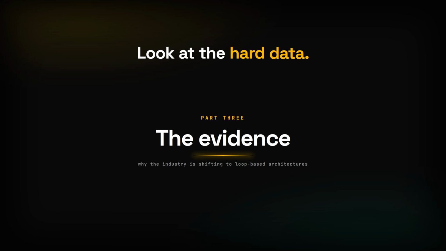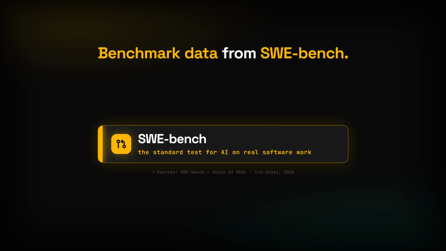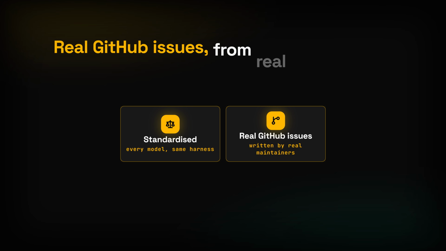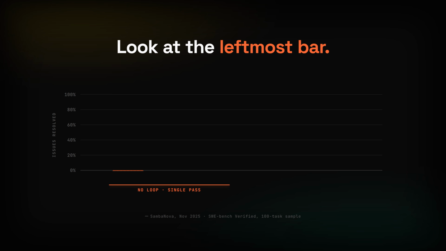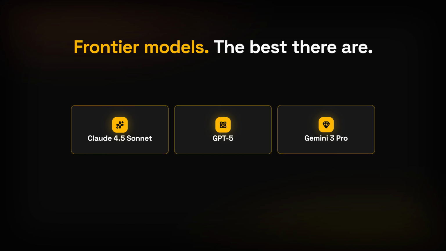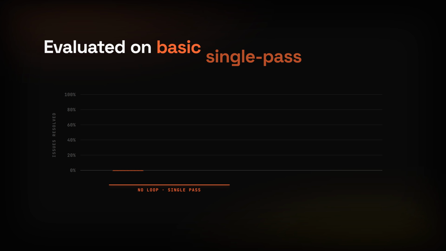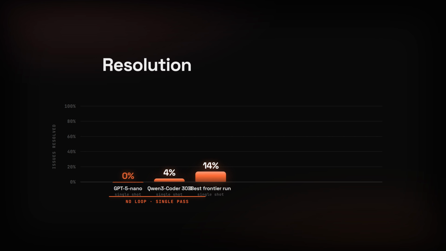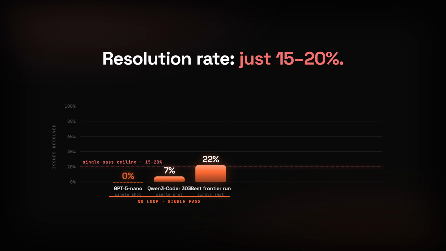Let's look at the hard data to see why the industry is shifting aggressively toward loop-based architectures. If you direct your attention to the bar graph, you'll see benchmarking data adapted from the SWE-bench Lite evaluation, a standardized benchmark testing AI models on real-world GitHub issues from popular open-source Python repositories. Look closely at the leftmost bar on your screen. When frontier models, like Claude 4.5 Sonnet, GPT-5, or Gemini 3 Pro, are evaluated using basic, single-pass generation on complex software benchmarks like SWE-bench, the issue resolution success rate sits at just 15 to 20%.